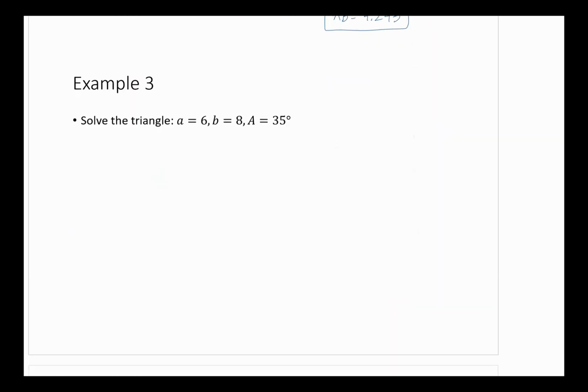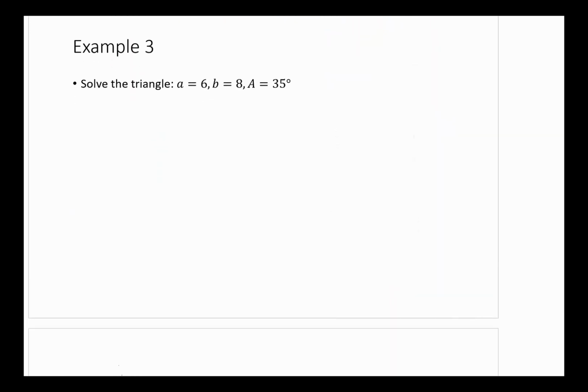Okay, and then the very last one is this case. We're going to draw it out again. So I have my triangle. I'm just going to draw it over here. So A is 35 degrees. So this would be 6. This would be 8. And so this would be B and C.